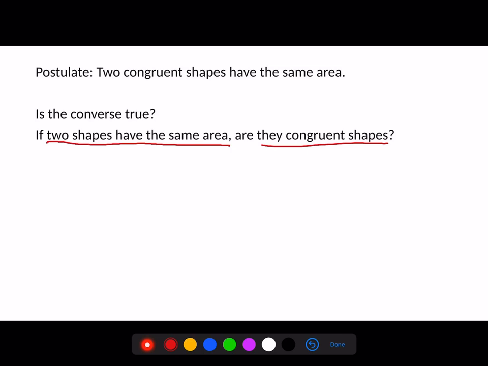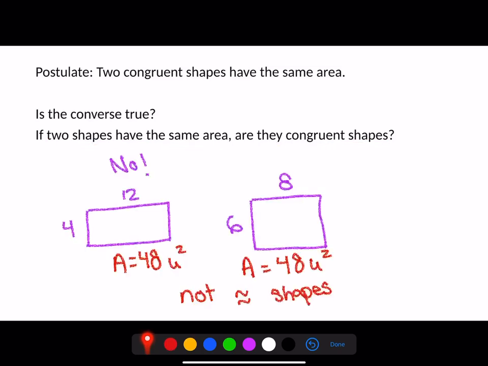Well, go ahead and think about that for a second. And if you can prove it, fantastic. If there's one case where it's not true, then we know that's not true for all of them. So, I can think of one. If I have two rectangles here, one is 4 by 12, the other is 6 by 8.